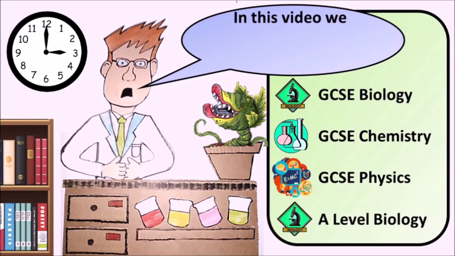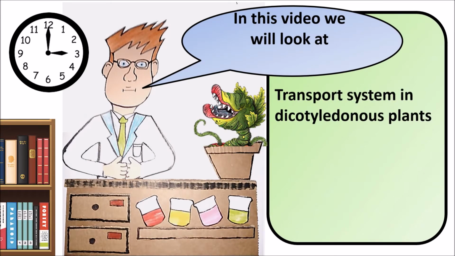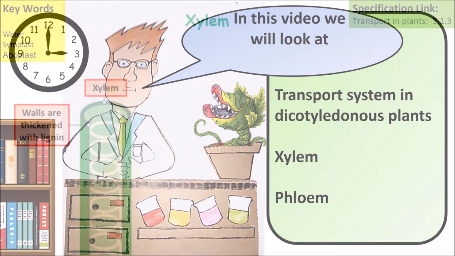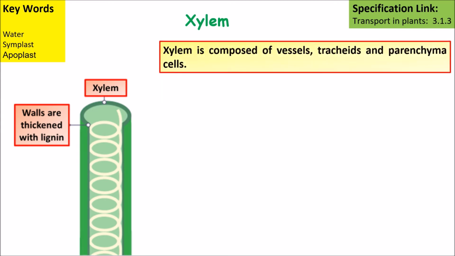In this video, we will look at transport systems in dicotyledonous plants, xylems and phloems. So, xylem cells are what transport water around the plant. Xylem vessels are composed of two different types of cells.